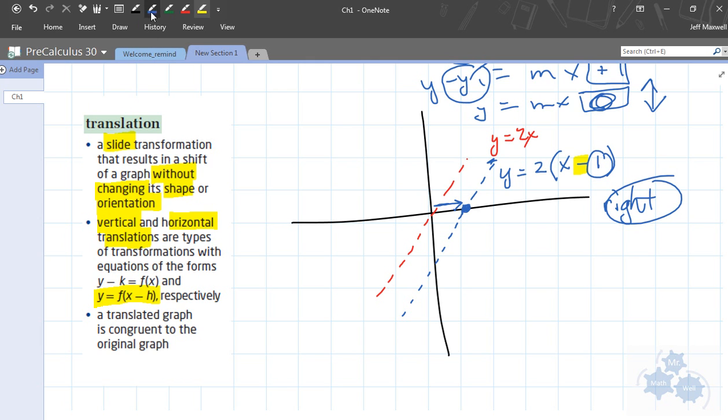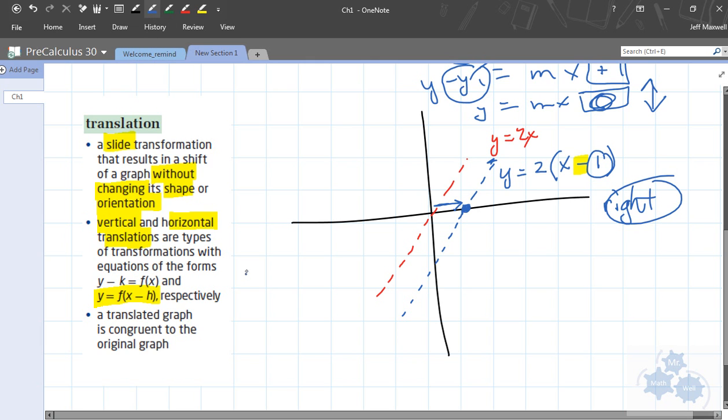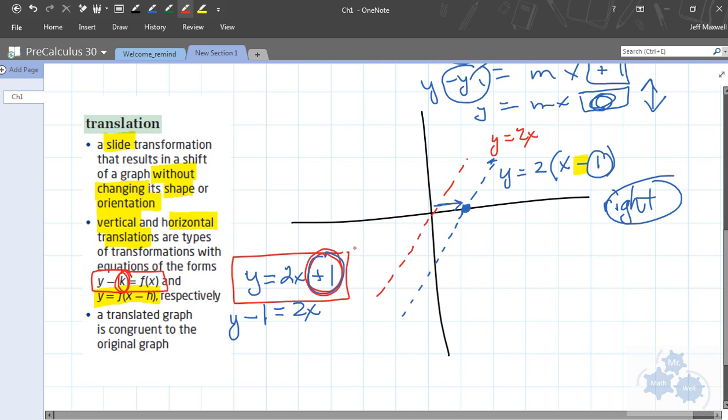Now, the other thing that we did, remember, was y equals 2x plus 1. And what that actually is, remember, is y minus 1 equals 2x. So that's where you get this k value. This plus 1 is actually the k value because the format is y minus k. Now, you'll see it written like this sometimes, but more often than not, you'll see it written like this, because that's y equals mx plus b.